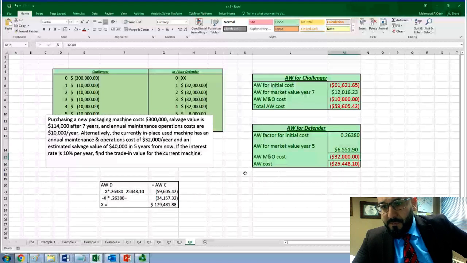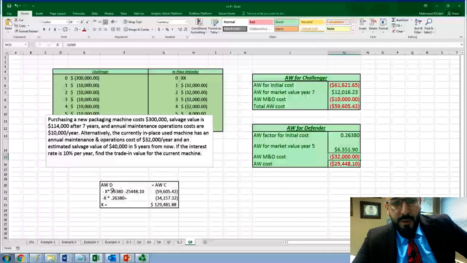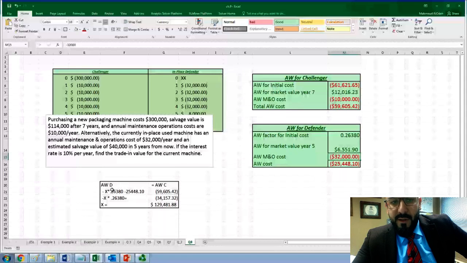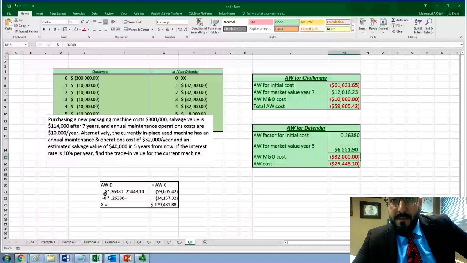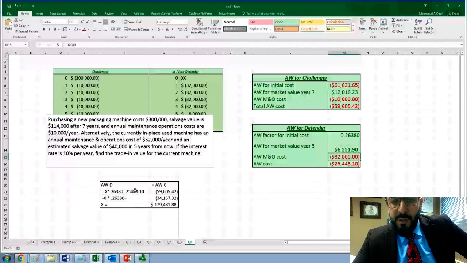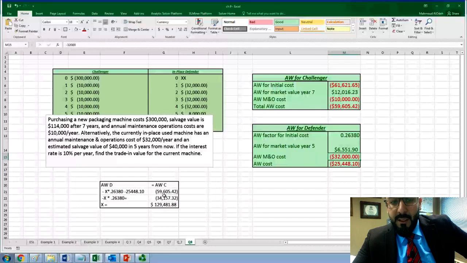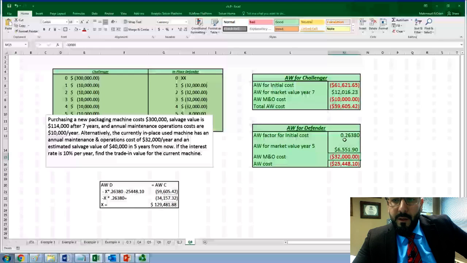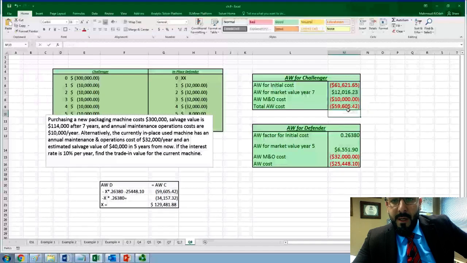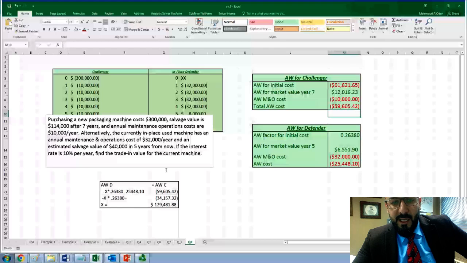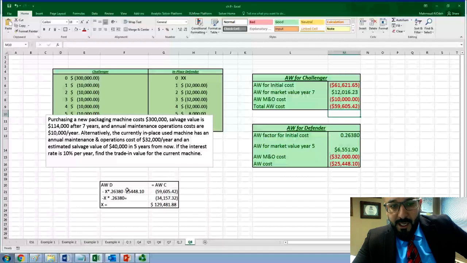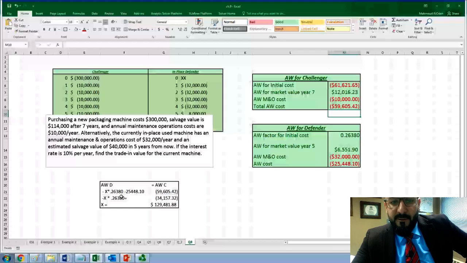$25,448. Okay, so now the annual worth of the defender again is minus X, because this is the initial cost, times the factor 0.2638, plus 25,448, equal to the 59,000, which is the number that we got from doing the annual worth for the challenger. Now we have an equation with one variable, which is X. Let's solve the equation for X.